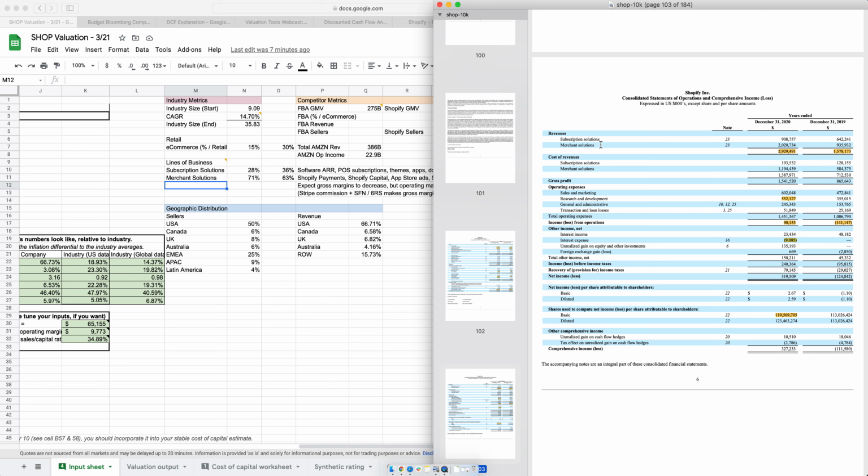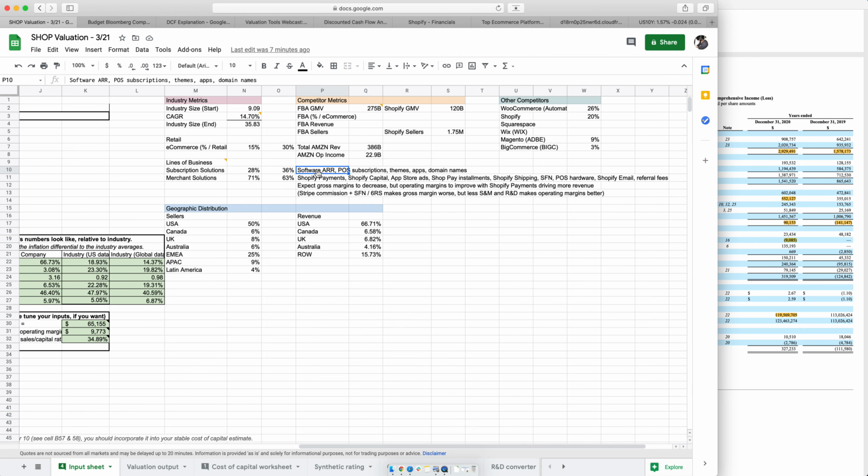And then separately, they have this other area called merchant solutions. I tried to break down what that means specifically, because they have another item later on in the doc that spells out what is actually included in these different categories. So in subscription solutions, as we mentioned, it's the software that you're paying for. They also have a POS system for online or in-person brick and mortar retailers. So people pay a subscription for that. It also includes things like themes, apps, stuff like that.